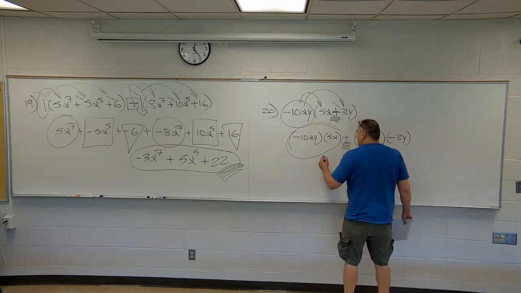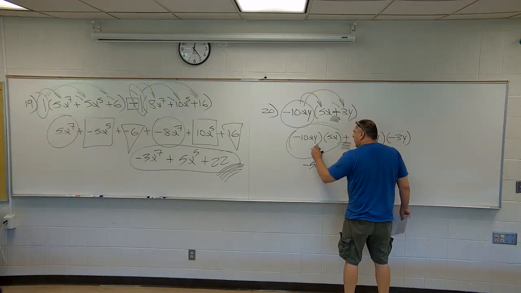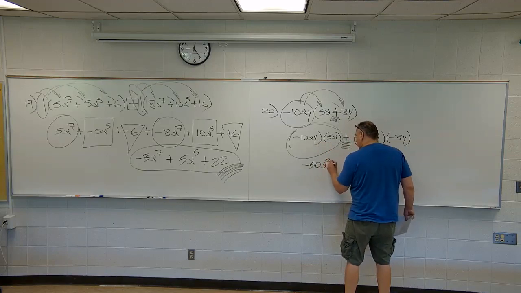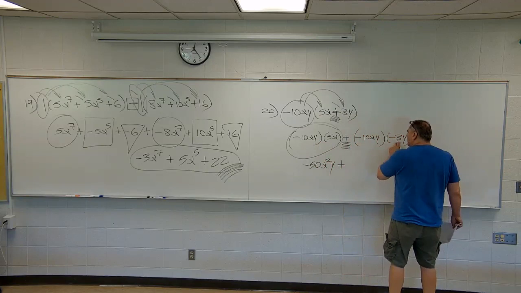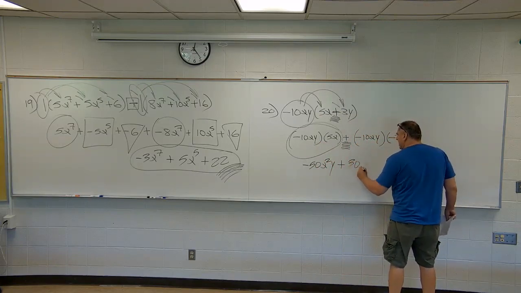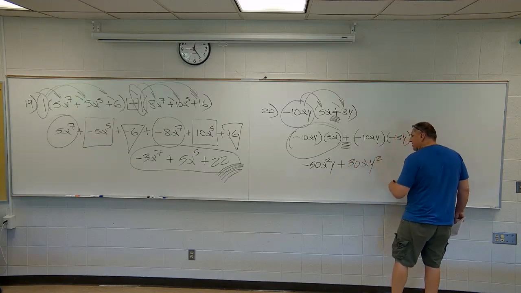Like goes with like. 5 times negative 10, negative 50. x times x. Negative 3 times negative 10, positive 30. x is x, y times y, y squared.